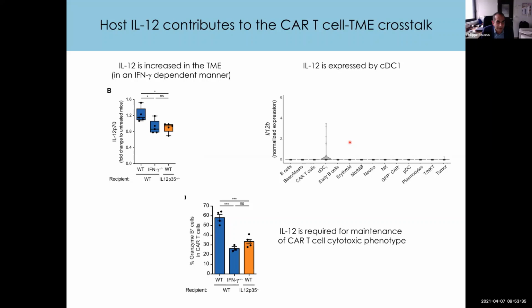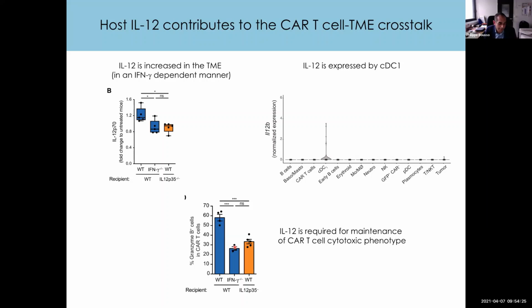And indeed, IL-12 is increased when we transfer CAR. It's a moderate increase, I would say, but it's significant. And it's increased in an interferon gamma dependent manner. So if the CAR don't produce interferon gamma, we don't see this increase. IL-12 seems to be largely produced by classical dendritic cells, type 1 dendritic cells. And if the host is not able to produce IL-12, this is what you see: we again see a defect in the cytotoxic phenotype of the CAR T cells, very similar to what we observe when the CAR cannot produce interferon gamma.